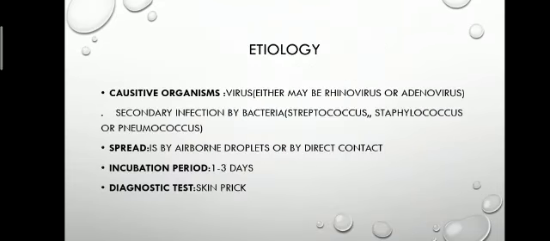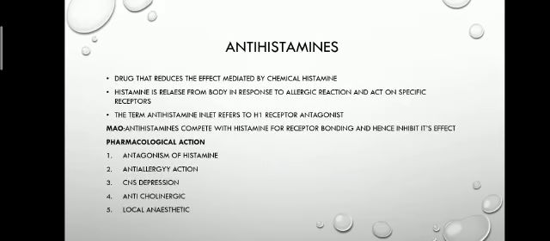Etiology: the causative organisms which are mostly involved are viruses, maybe rhinovirus or adenovirus. Secondary infection may also be caused by the bacteria Streptococcus, Staphylococcus, or Pneumococcus. It may be spread by airborne droplets or by direct contact with an infected person. The incubation period means how long it will take to start rhinitis symptoms. It is between 1 to 3 days. The diagnostic test which confirms the presence of allergen or allergic reaction is the skin prick test.